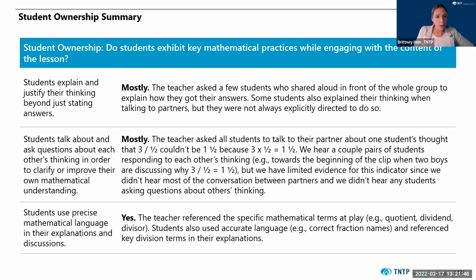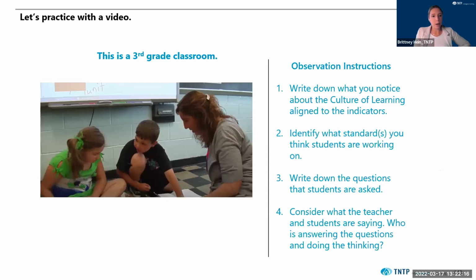And then the next one underneath that, the teacher asked all students to talk to their partner about one student's thought about 3 divided by 1/2. Could it be 1 and 1/2 because 3 times 1/2 equals 1 and 1/2? We hear a couple of pairs of students responding to one another in response to each other's thinking, but we have limited evidence for this indicator since we didn't hear most of the conversations between partners and we didn't hear any students asking questions about each other's thinking. So that's where we're falling at a mostly there.